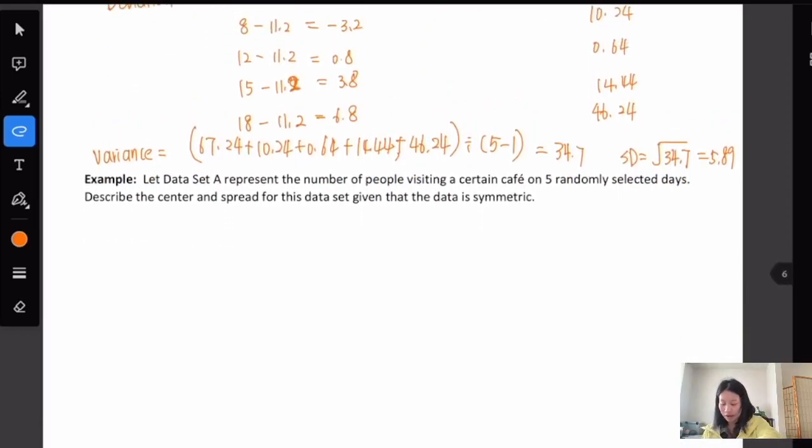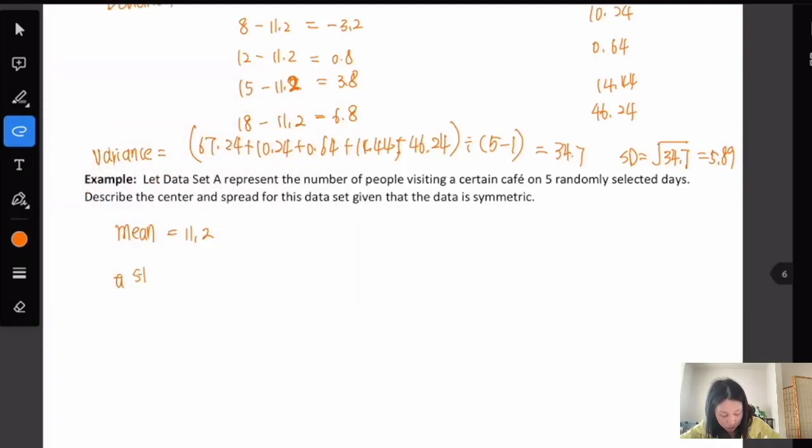Okay, so here's another example. Let data set A represent the number of people visiting a certain cafe on 5 randomly selected days. Describe the center and spread for the data given the data is symmetric. So now let's analyze it. What do we find? We found out that the mean is equal to 12.2, and the standard deviation is what we care about.